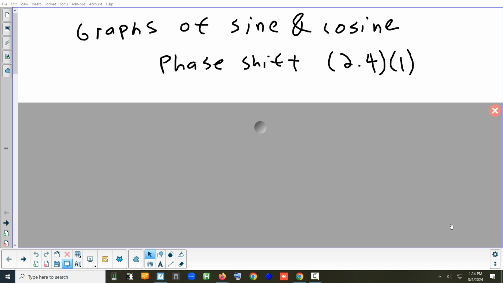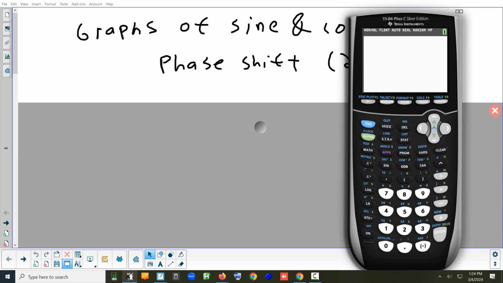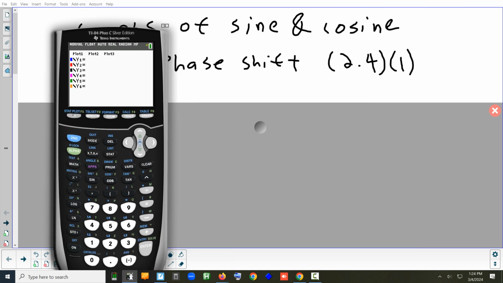So the first section we're going to look at this week, the only section, is 2.4. But the first part is on what we call a phase shift. When you graph sine and cosine, let me show you what they look like. I'm going to do the graph of sine in blue, and I'm going to do cosine in red.